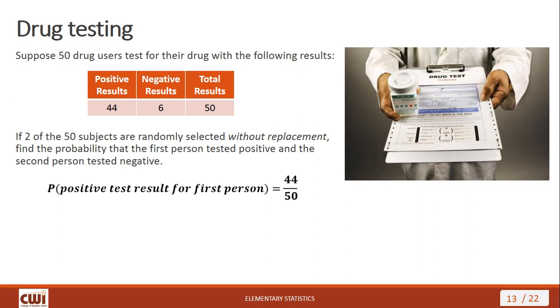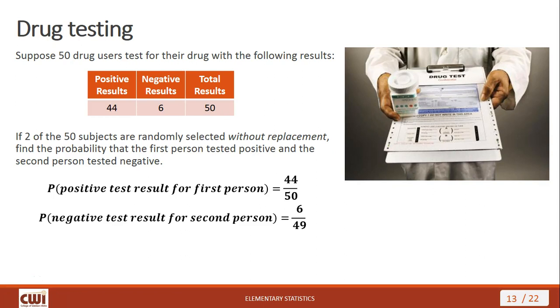The probability that the first person you select tests positive is going to be 44 out of 50. That's the part over the whole. But you're not replacing that person back into the pool to be selected again. You're selecting without replacement. So when you go to calculate the probability for the second person, there are 6 people left that have negative test results because the first one you selected tested positive, but there's only 49 people left in the pool to actually select from. So your total has actually changed.